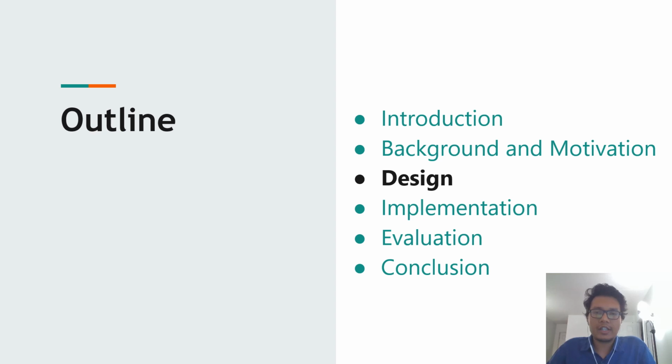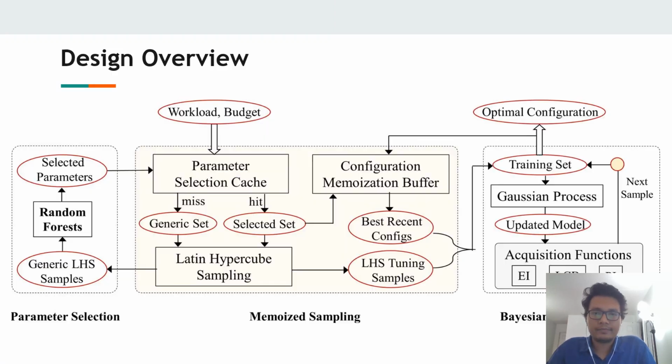Now we go over the design of ROBOTune. In this slide, we can see the design overview of ROBOTune. From here, we see there are three main components: parameter selection, memory sampling, and Bayesian optimization.